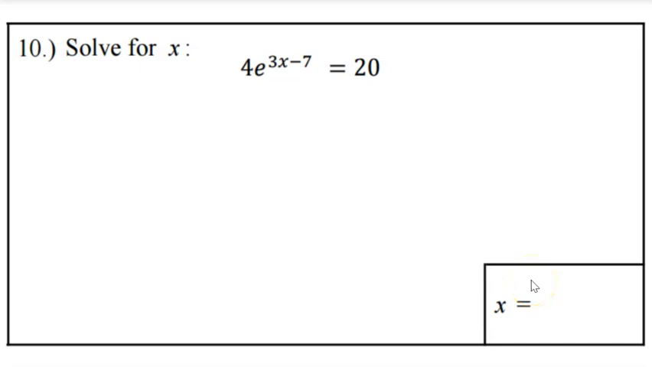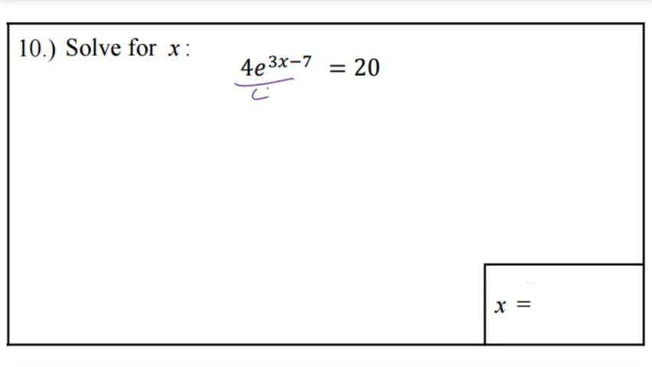All right, so now we're going to cover questions 10, 11, 12, and 13, which are solving exponential equations and logarithmic equations. So you can see this one right here, question 10, just says solve for x, and we have 4 times e to the power of 3x minus 7 is equal to 20. So this is not in the correct form for solving with a logarithm until we get rid of this 4. So we got to get rid of this 4 at the beginning.